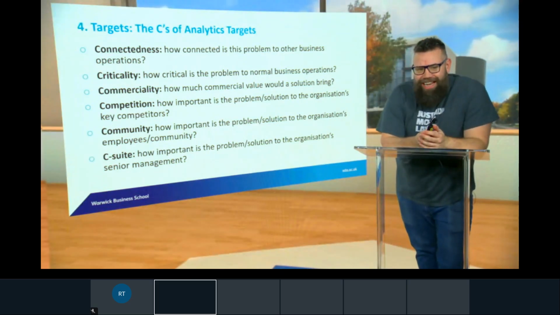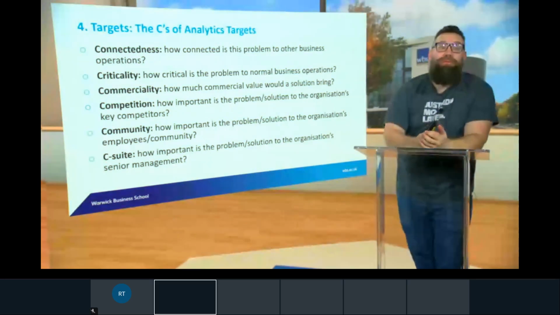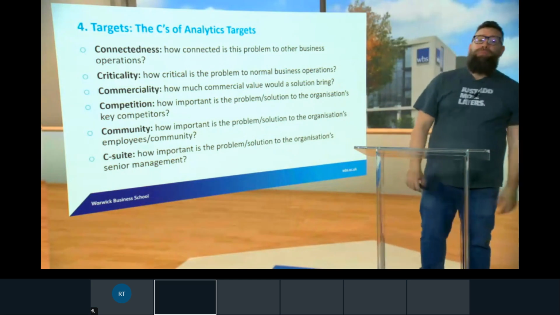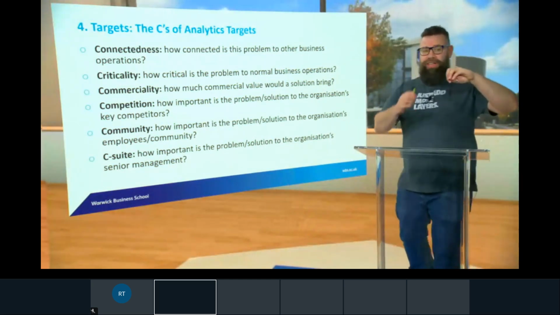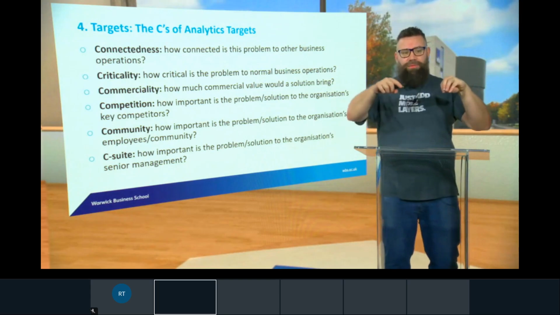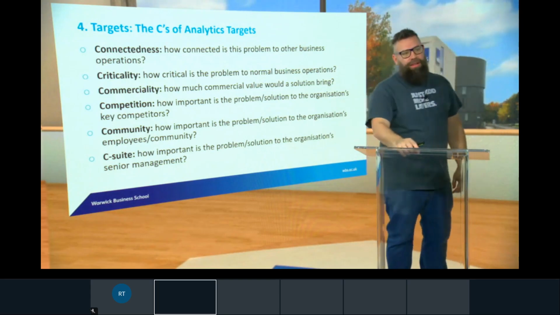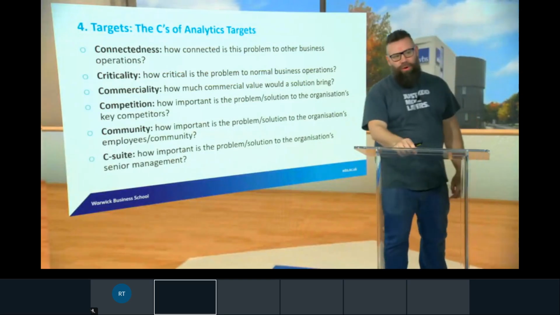First one's connectedness. How connected is this problem to other operations? So we talked about this a bit when we talked about problem structuring. There are some problems that you can't solve in isolation. They are too connected to other things. If we take on that one thing, really we're taking on all 4 of these things because they are so connected. Criticality is an obvious but important one.